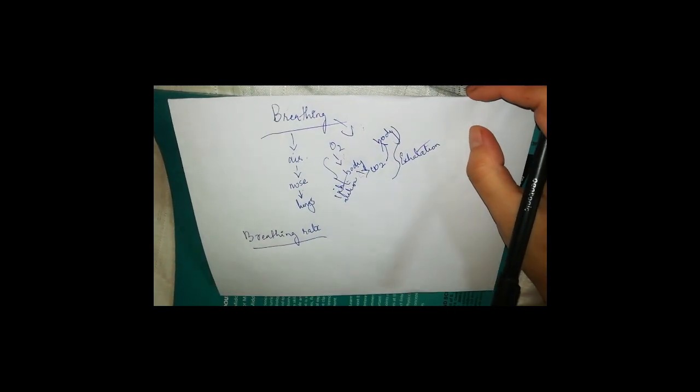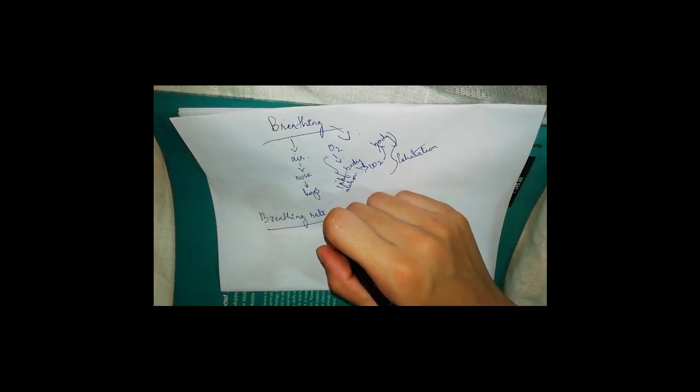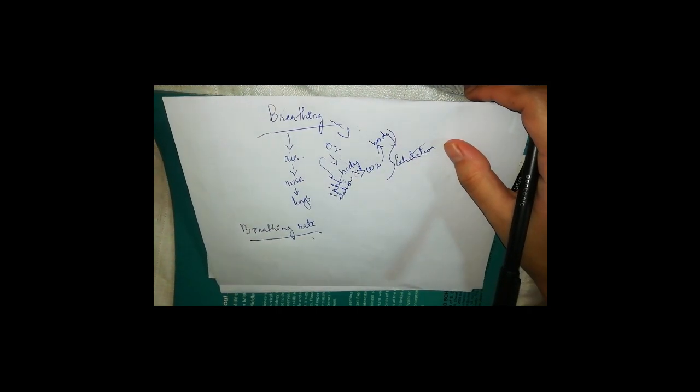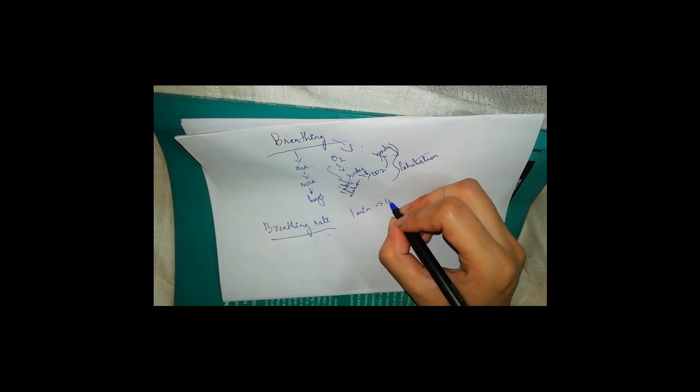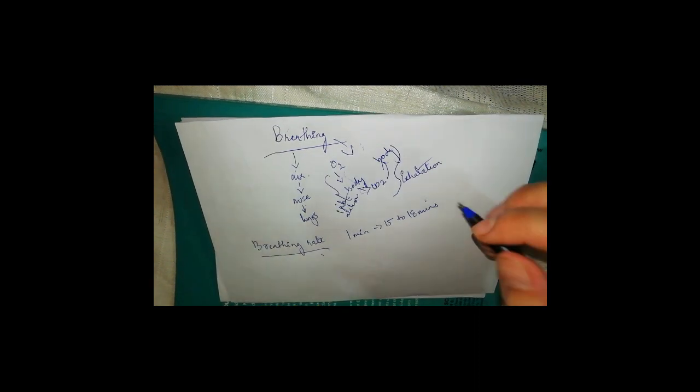Now we'll move on to the next, your breathing rate. What happens in your breathing rate? It is the number of times a person breathes in a minute. In 1 minute, how many times I breathe is known as your breathing rate. An adult, in a resting position, when we do not do anything and just sit, breathes in and out 15 to 18 times in 1 minute.